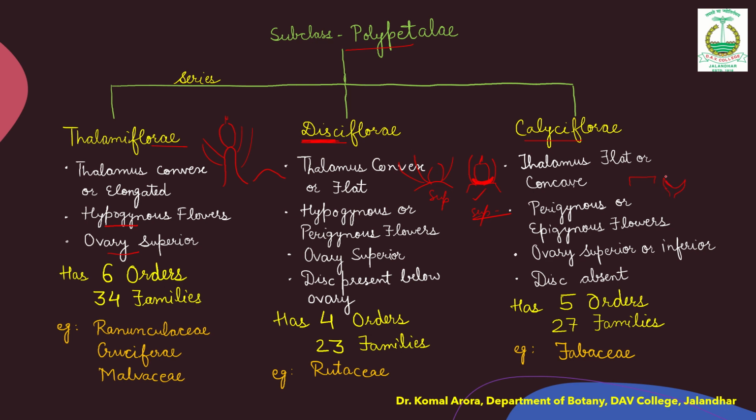Calyciflorae, in which the thalamus is either flat or it is concave. Now since it is concave, the ovary will be deep seated and all whorls are arising above the ovary. So here the ovary becomes inferior and all other whorls are superior.